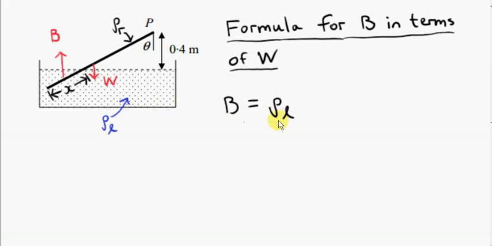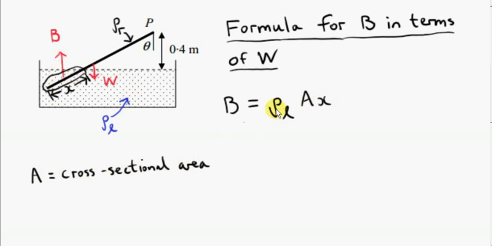So the volume of liquid displaced is equal to the volume of just this part of the rod. So like before, we'll say that A is the cross-sectional area. So we multiply the cross-sectional area by x to get the volume. So we have the density of the water displaced multiplied by the volume of the water displaced, and we have to multiply by g. So we get the weight of water displaced.